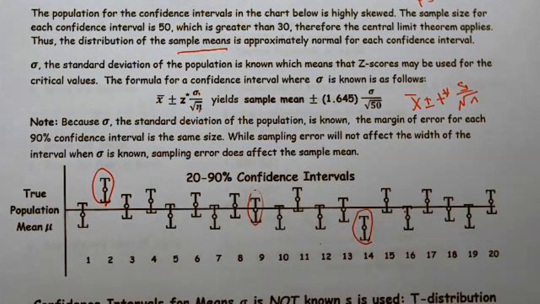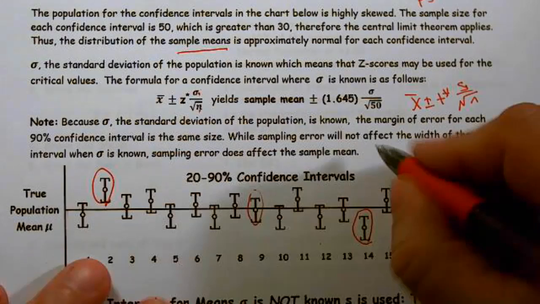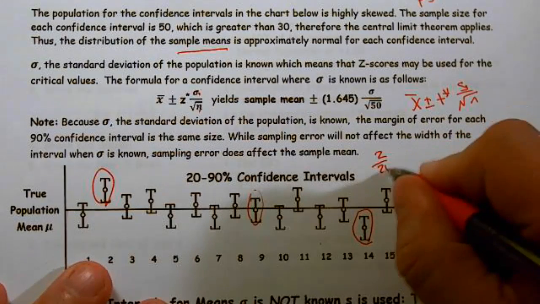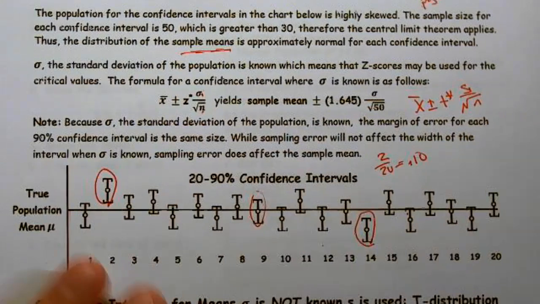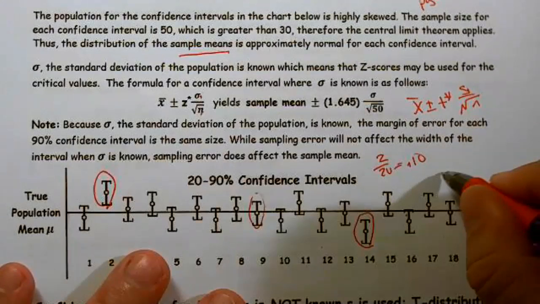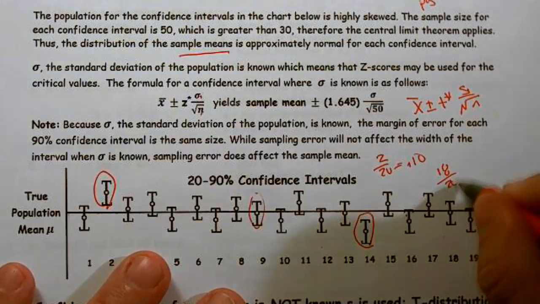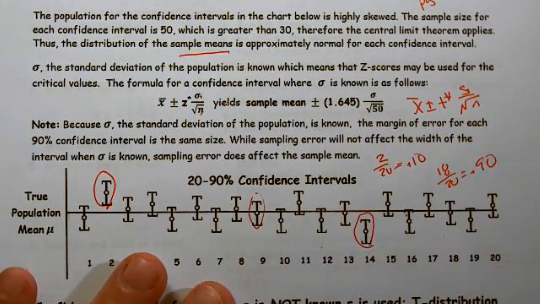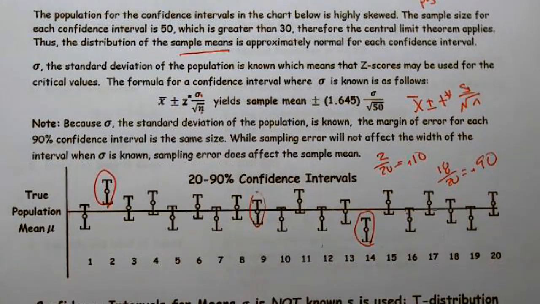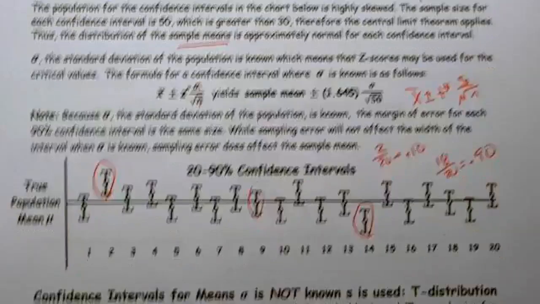So if we did it 1,000,000 times, that's likely to happen. So 2 out of 20 equals 0.10. If I did this 20 times, I would expect there to be 2 that don't capture it. But I'd also say, you know what, 18 out of 20, 90% of the time, I would expect to capture it. Now, the fact of the matter is 20 is a relatively small number, and we'd be better off if we'd done like 1,000, and we'd be much closer to that 90% level. But this is for example.